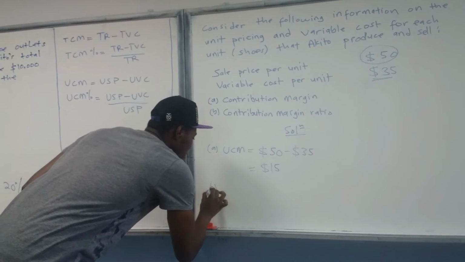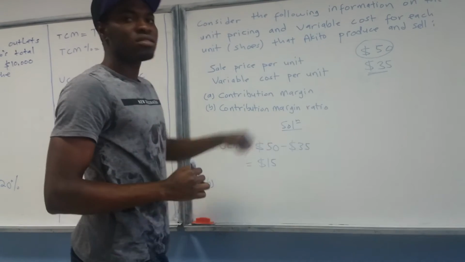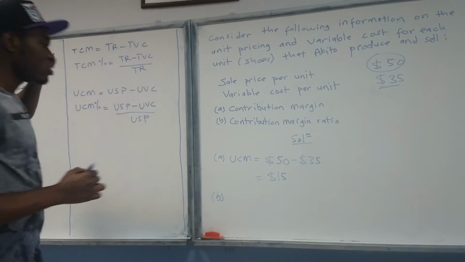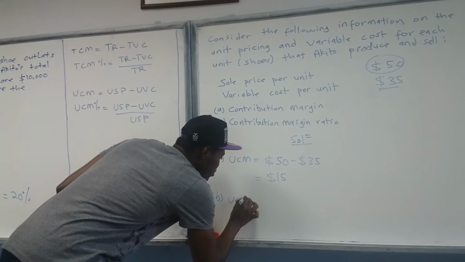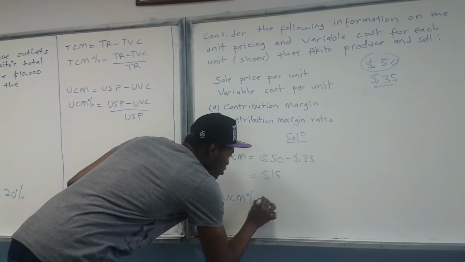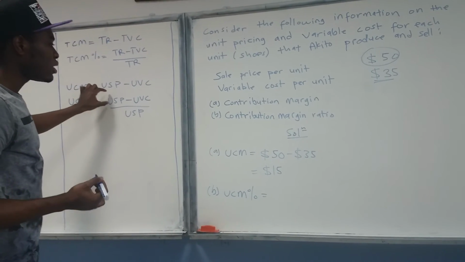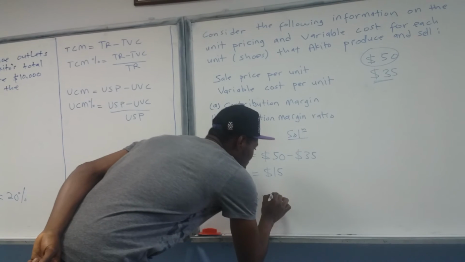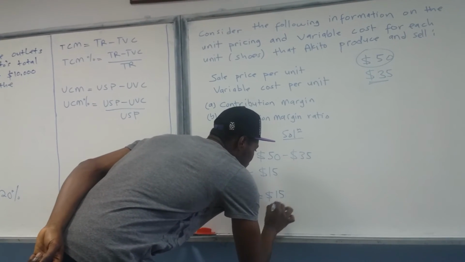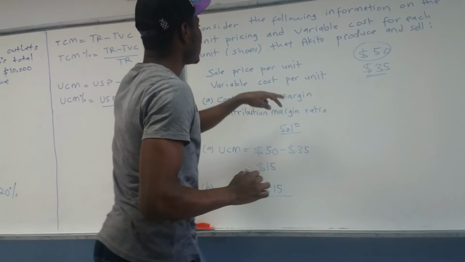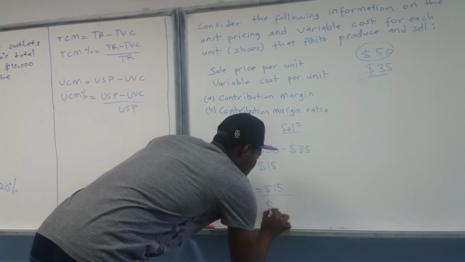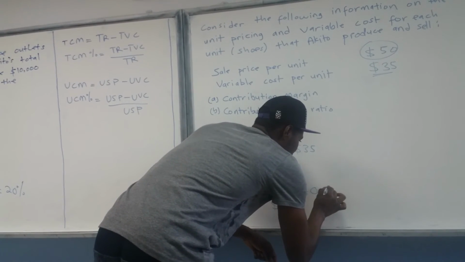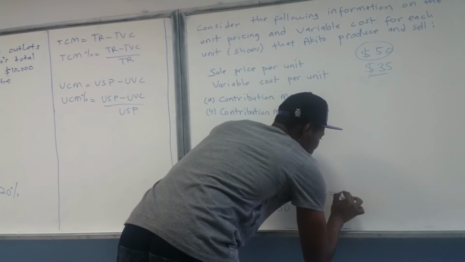And our second requirement, B, we've been asked to calculate its ratio. Again, we are using this formula, not the total contribution margin formula. So a unit contribution margin ratio is equal to unit contribution margin divided by unit selling price. And unit contribution margin is $15 from our first requirement, divided by unit selling price, which is $50. And we get 0.3, which is equal to 30%.